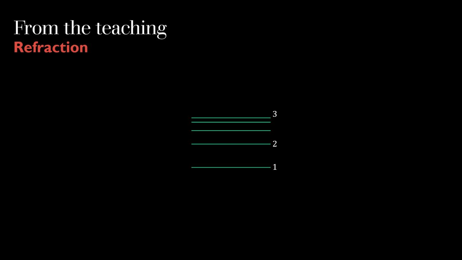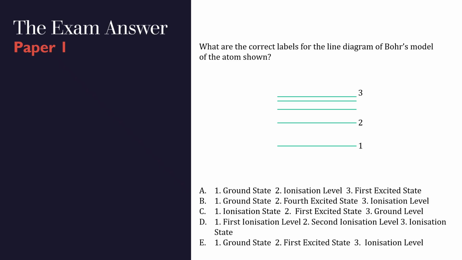And it may be a useful way to think about this going forward. So if we know that 1 is the ground floor and 2 is the first floor, then quite simply in this question, the answer is going to be E. Level 1 is the ground state, level 2 is the first excited state, and 3 is the ionization level where we would lose an electron completely from Bohr's atom.